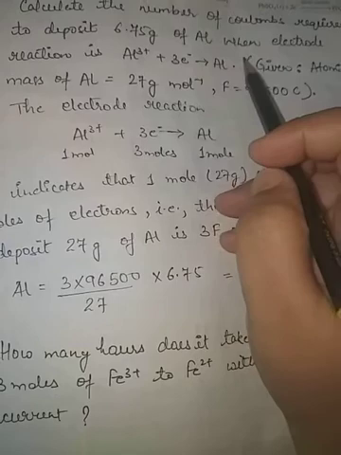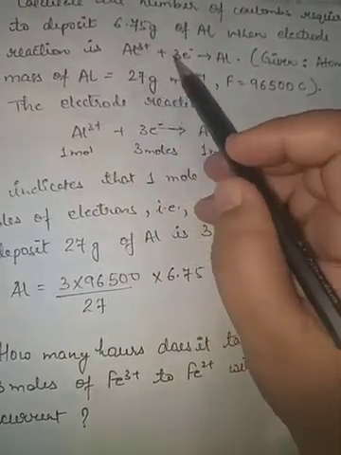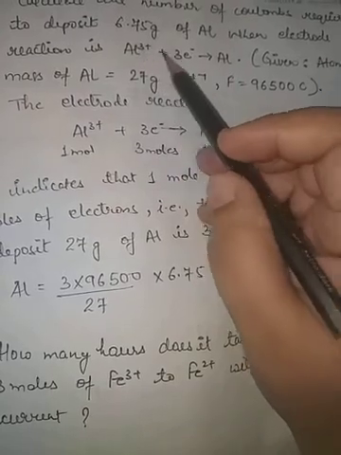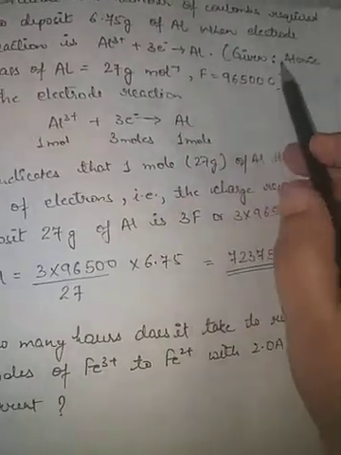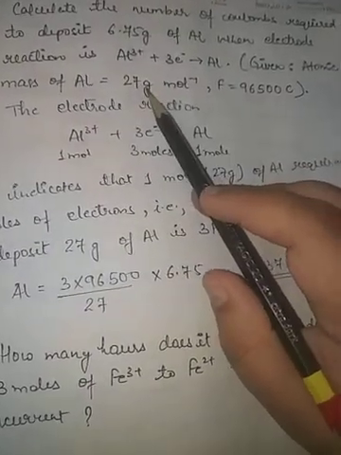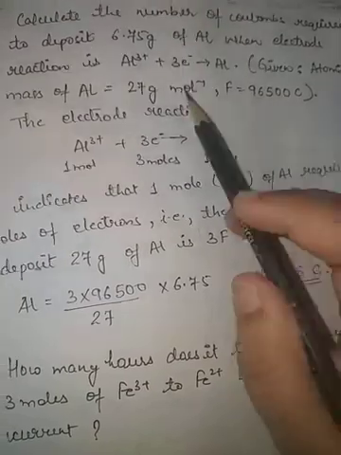The electrode reaction is given here: aluminium ion will gain 3 electrons, and upon gaining 3 electrons it will convert into aluminium atom. Given is the atomic mass of aluminium, which is 27, and Faraday's constant, which is 96500.